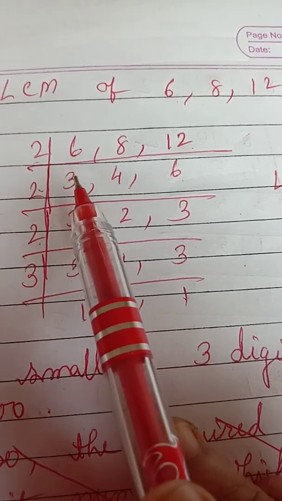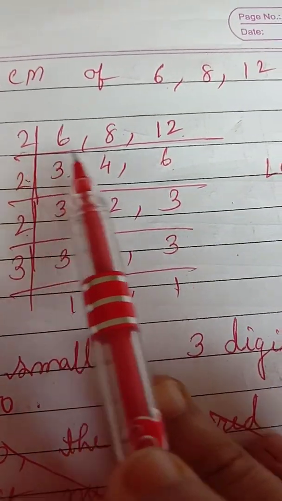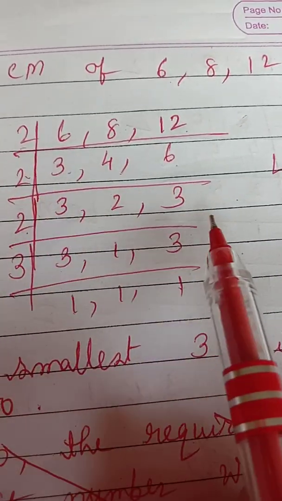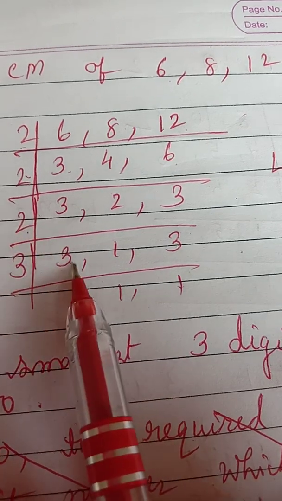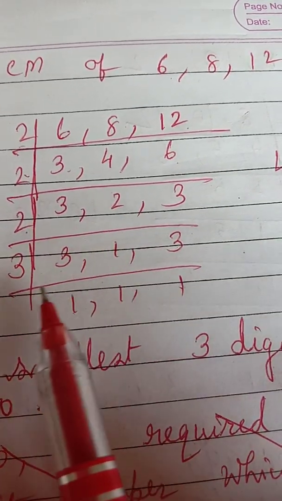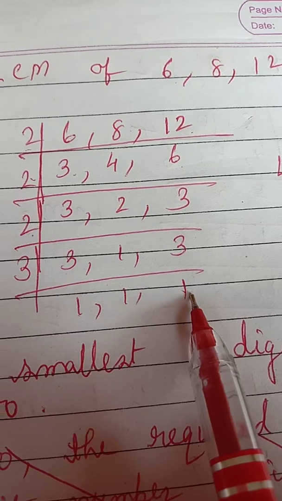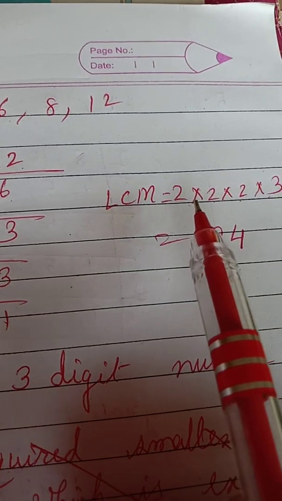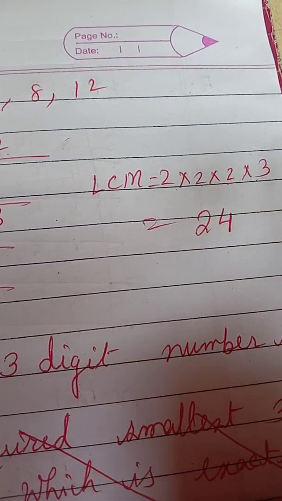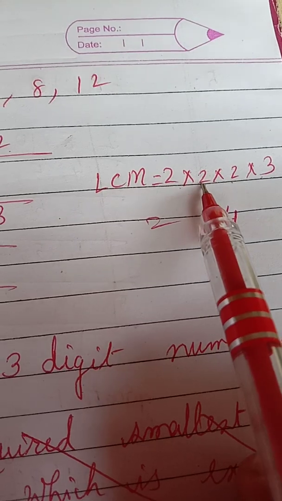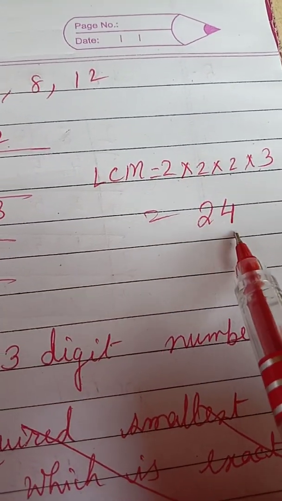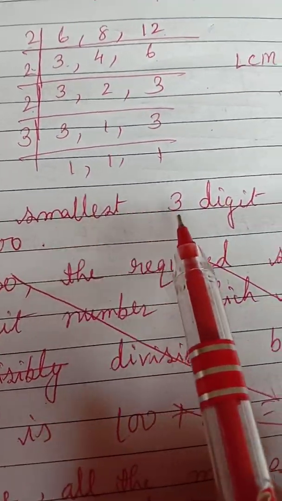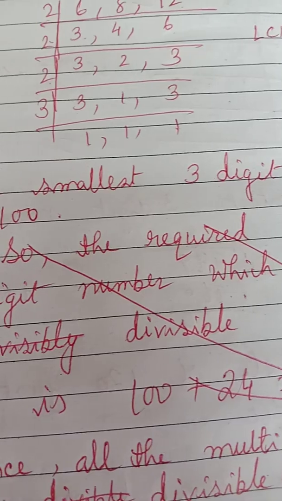Apply 2, 2 3s are 6, 2 4s are 8, 2 6s are 12. Again apply 2, 3 as it is, 2 2s are 4, 2 3s are 6. Apply again 2, 3 as it is, 2 1s are 2, 3. Again 3 1s are 3 and 3 1s are 3. So our required LCM, 2 into 2 into 2 into 3. 3 2s are 6, 6 2s are 12, 12 2s are 24. As we know, the smallest 3-digit number is 100.